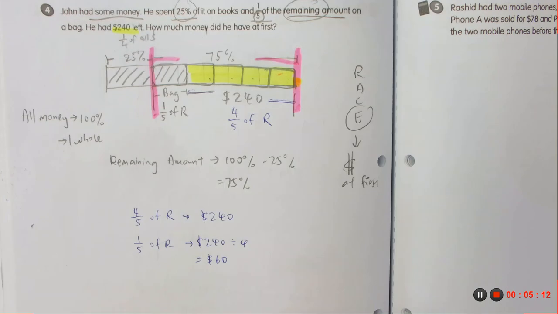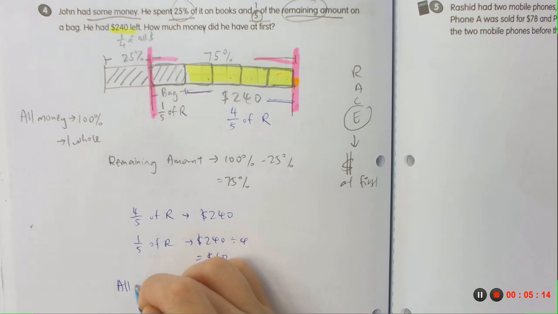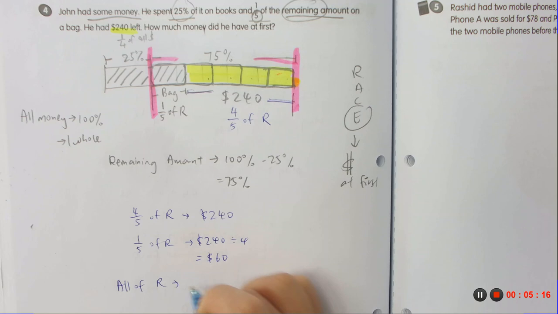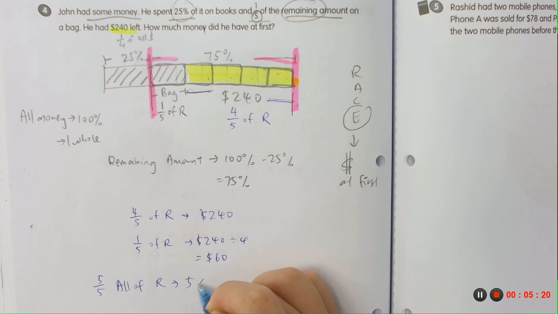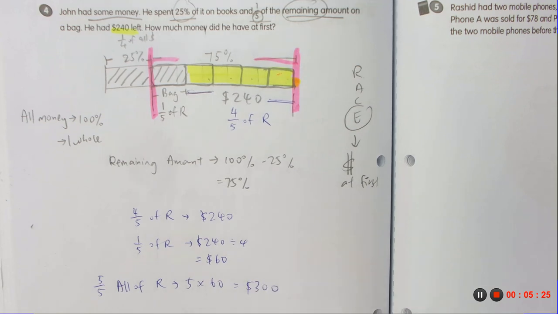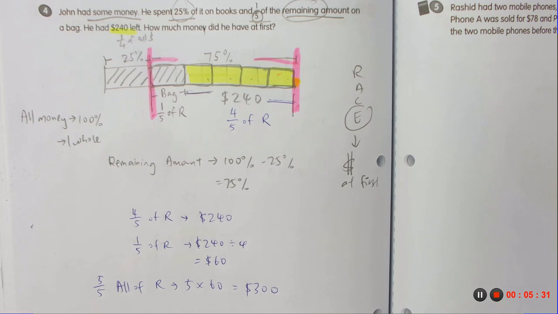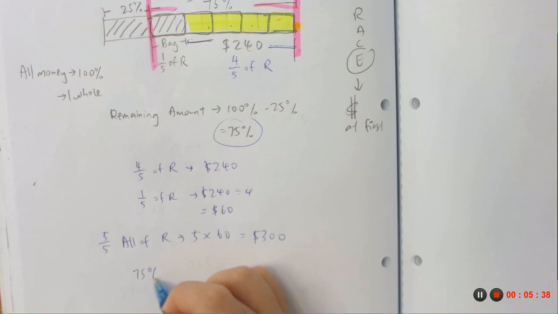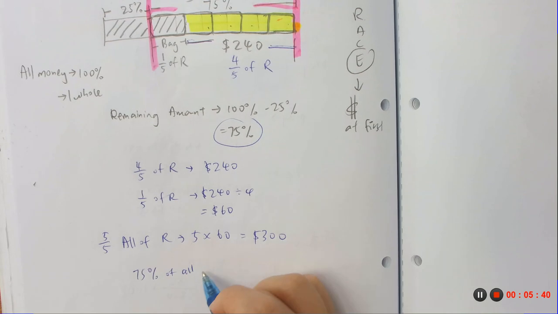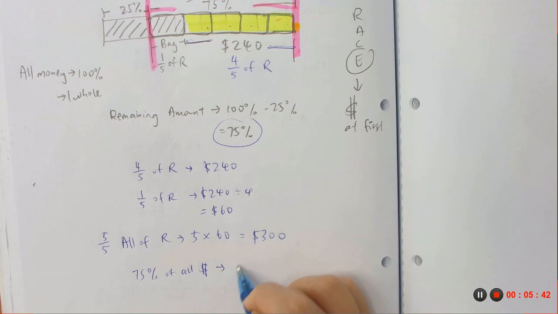So all of the remainder, that's 5 units. That's 5/5. That will be 5 times 60. That will be $300. Okay? Almost there already. Almost finishing. So this $300 is how many percent of the whole money? 75%. That's good. So this is 75% of all the money. That's $300.